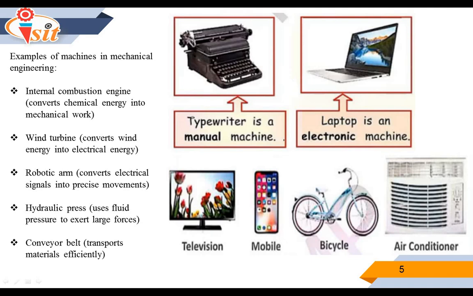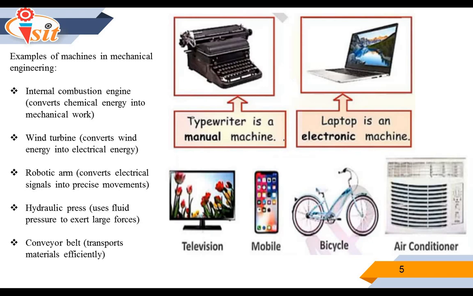Now we see the examples of the machines in mechanical engineering. In general there are two types of machines, that is manual machine and electronic machine, as shown in figure. Here I give the example of typewriter, which is a manual machine, and in the next figure I show the laptop, that is the electronic machine. In the mechanical industry there are internal combustion engines which convert the chemical energy into mechanical work. Again, the wind turbine is also a mechanical engineering application, which converts the wind energy into electrical energy. Then the robotic arm also converts the electrical signals into precise movements.